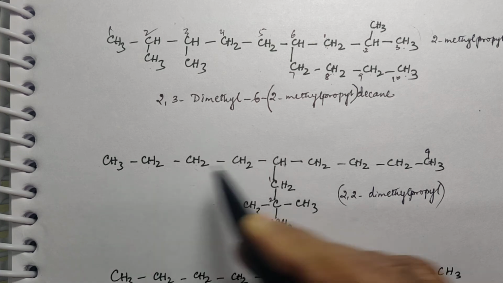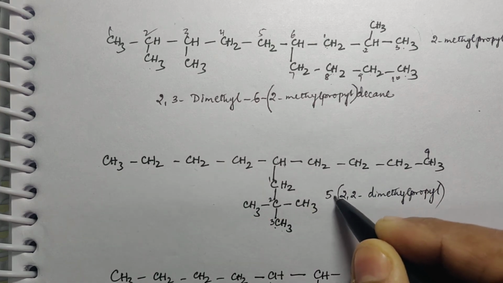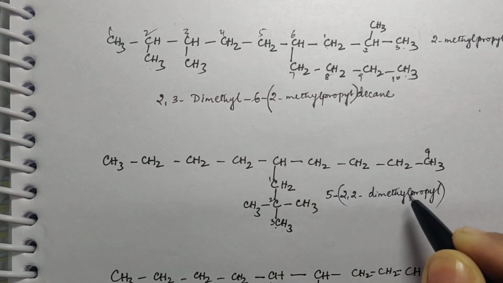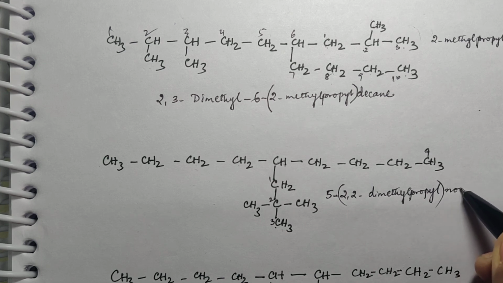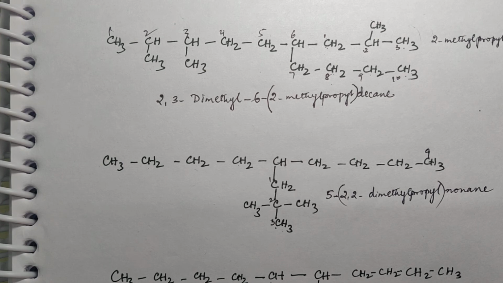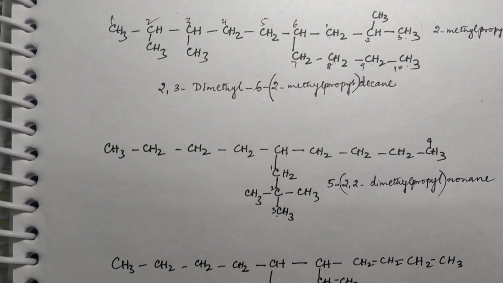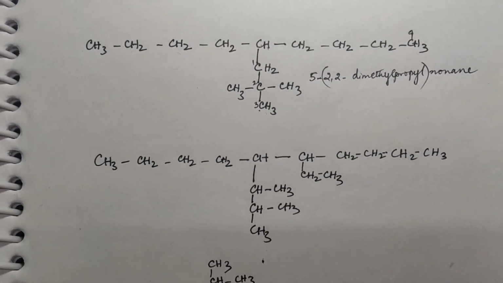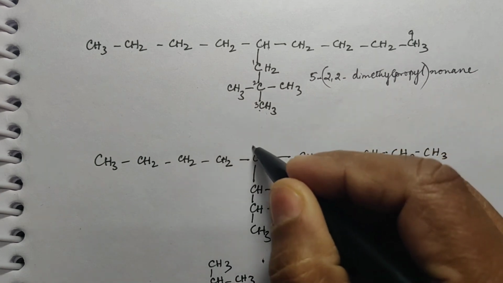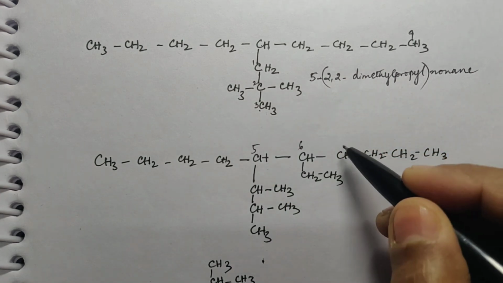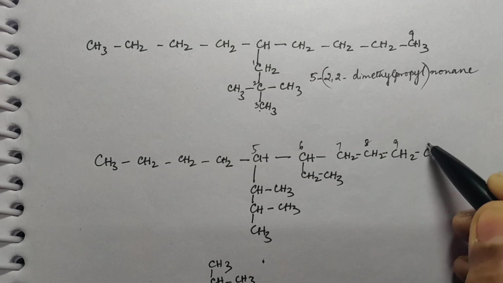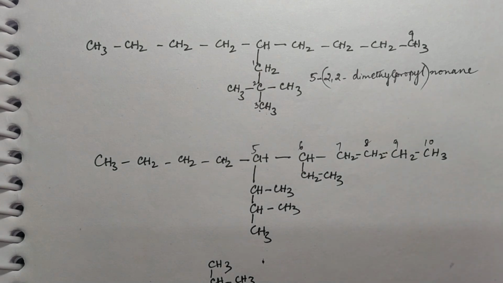Okay, where is that? It is at 5th position. So 5-(2,2-dimethyl propyl) nonane. This is how you will write. Okay, now come to the next one. So you have 1, 2, 3, 4, 5, and then at the 6th position 7, 8, 9, 10. Okay, now let us see how we have to name it.